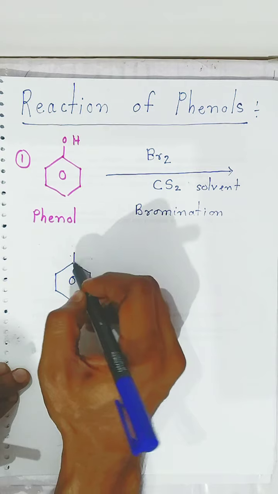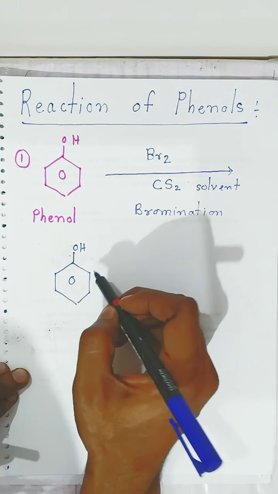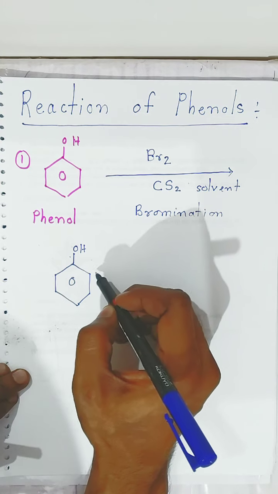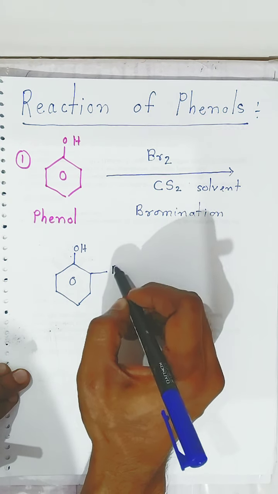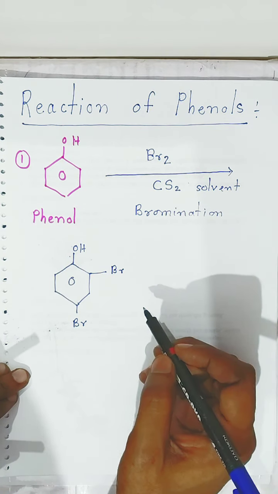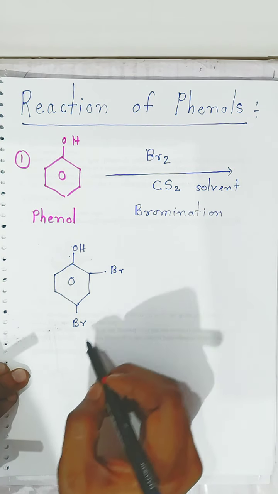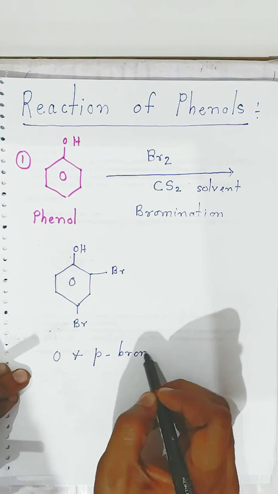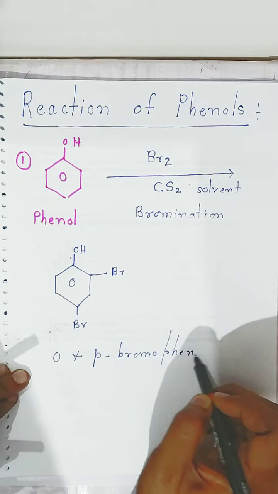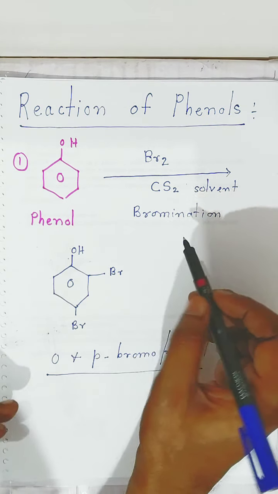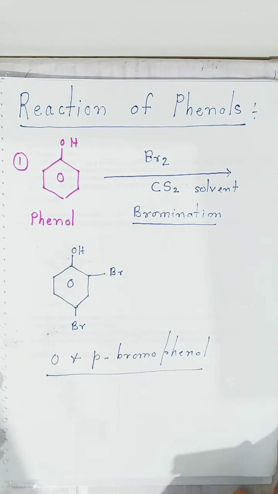So first write down again the structure of phenol. This is the phenol. This is the ortho position, the meta position, and this is the para position. At the ortho and para positions the bromine will be attached. The product which we are getting is called ortho and para bromophenol. So phenol is converted into ortho para bromophenol. This is the bromination reaction, which takes place in the presence of carbon disulfide solvent.